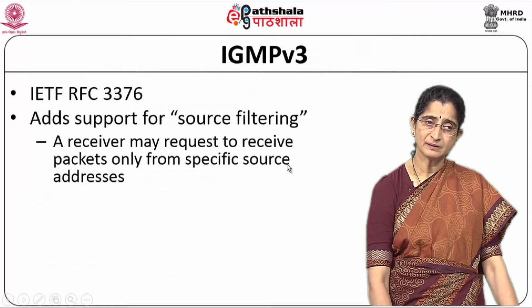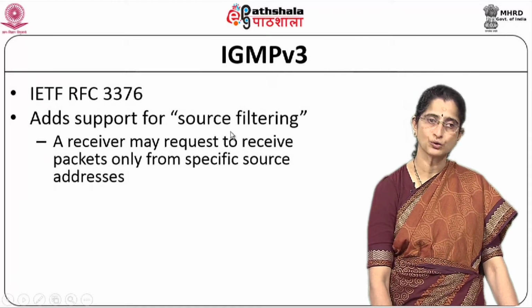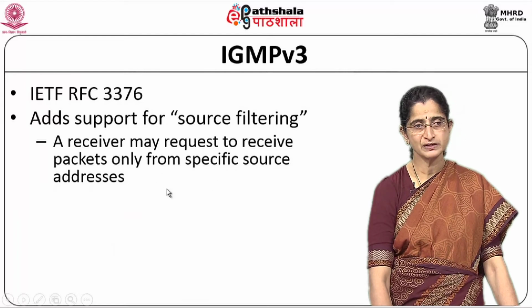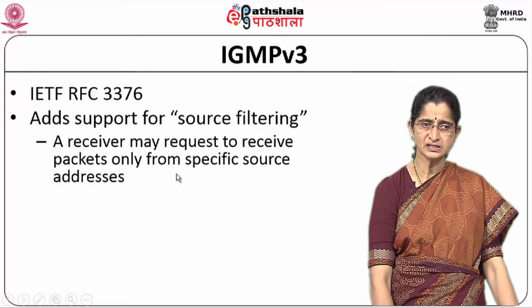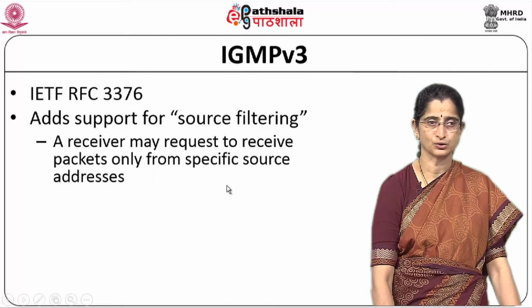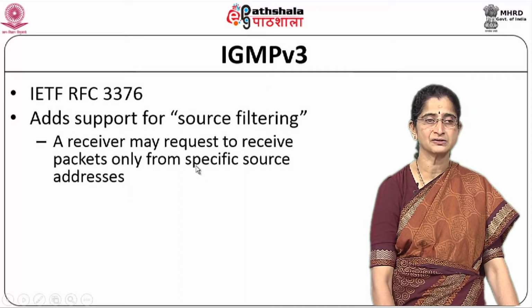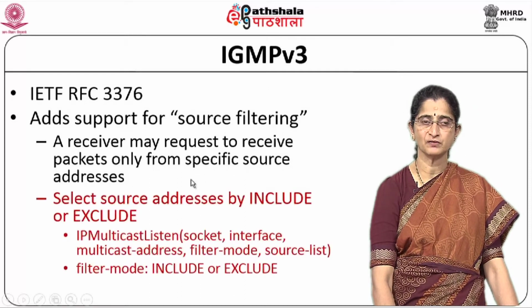If you look at the V3 protocol, there is additional support for certain other features. One of them is source filtering. What we mean by source filtering is that a receiver may request to receive packets only from specific source addresses. We talked about this as one of the requirements in multicasting, so this support is specified in IGMP V3.